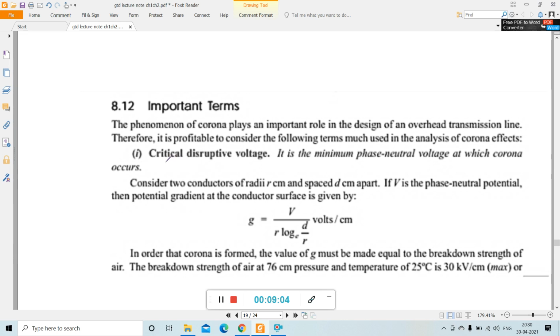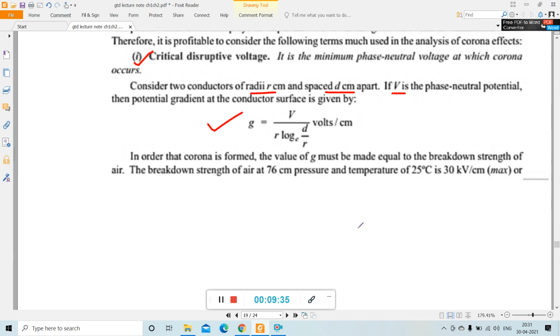So the first one is the critical disruptive voltage. It is the minimum phase to neutral voltage at which corona occurs. Consider two conductors of radius r cm spaced d cm apart, and if V is the phase to neutral potential, then the potential gradient at the conductor surface is given by G equal to V divided by r log base e d by r volt per cm. This value of G must be made equal to the breakdown strength of the air.